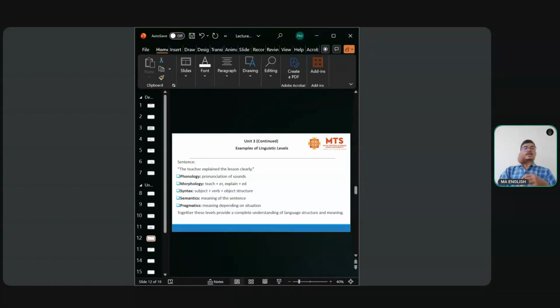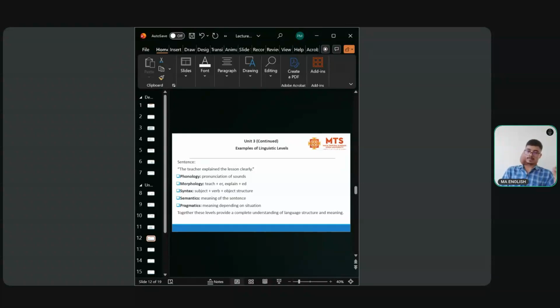All right, and at the level of semantics, what does this sentence mean? It tells us that a specific action, explaining, was performed by a specific person, the teacher, on a specific thing, the lesson, in a specific manner. This is the propositional content of the sentence.